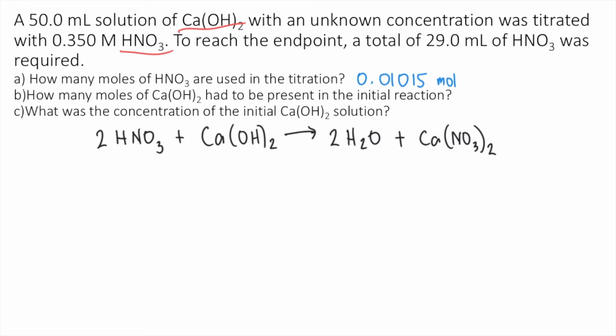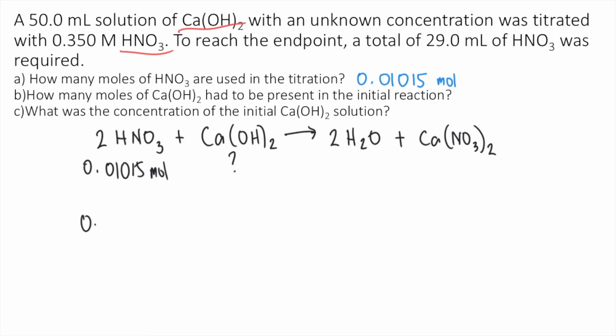So the question says how many moles of calcium hydroxide had to be present in the initial reaction. So we are looking for the moles of calcium hydroxide. From part A, we already know the moles of HNO3. So that's 0.01015 moles. So all you have to do is to use stoichiometry, ratio and proportion to get the moles of calcium hydroxide. So let's do it.